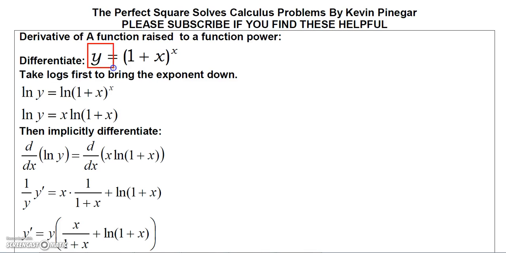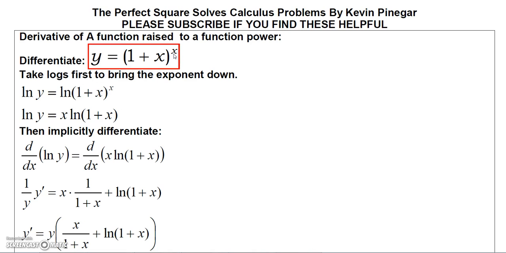In this video, I'm just going to show you how you can find the derivative when you have a function of x raised to a function of x. So this is 1 plus x to the x power, and it could have been 1 plus x to the x squared power, or 1 plus x to the sine of x, or x squared to the sine x power, or x squared to the 1 plus x power. But the point is you have a function of x and the power is also a function of x.